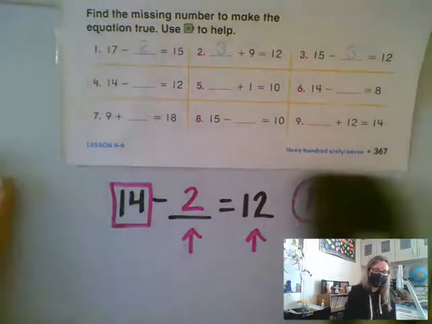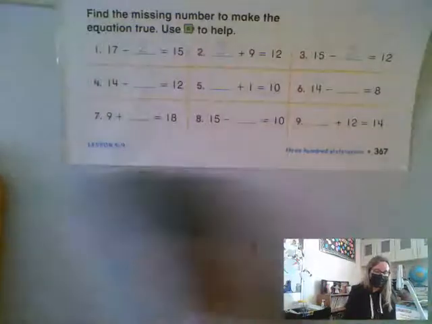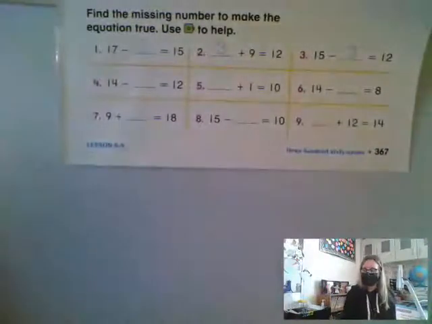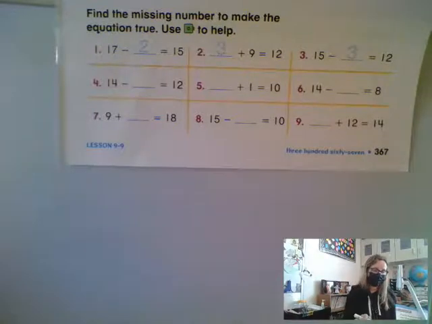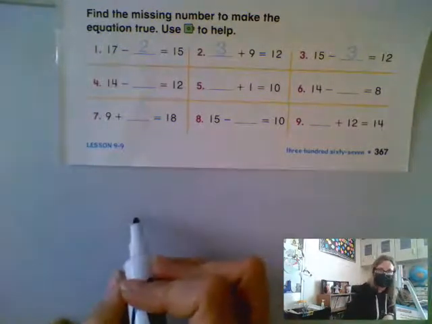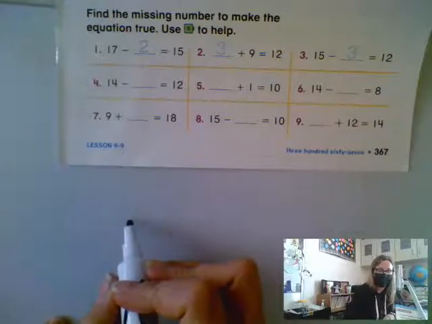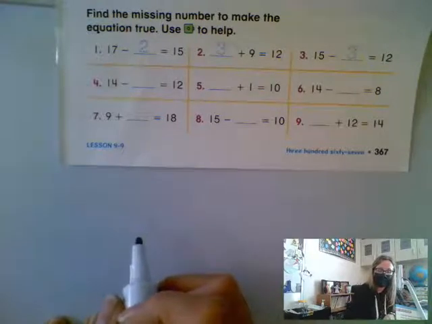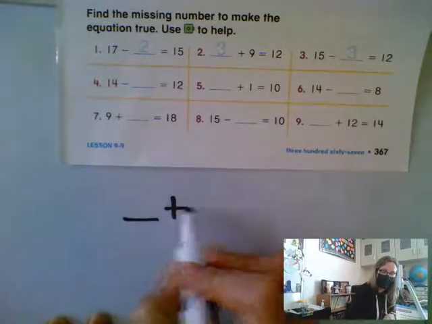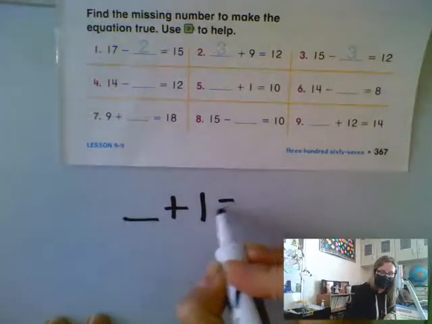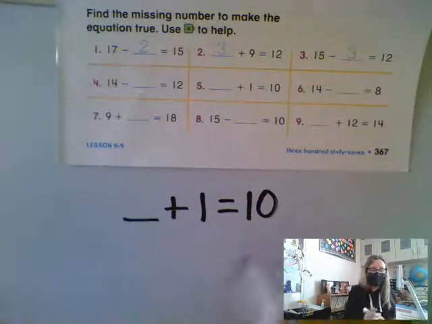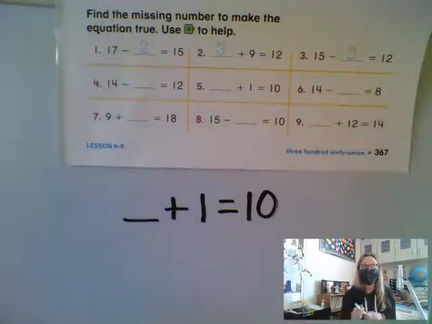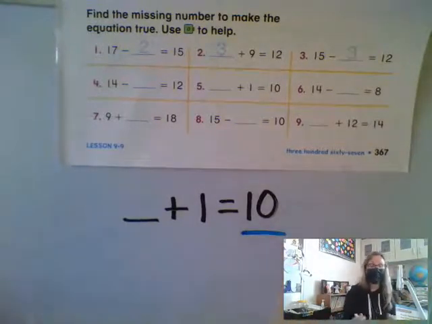All right, let's take a look at number 5. Who can read the equation for me right now as it reads? Go ahead, Faith. Blank plus 1 equals 10. Thank you, Faith. So now, 10 is our sum. That's our whole. That's our total amount.